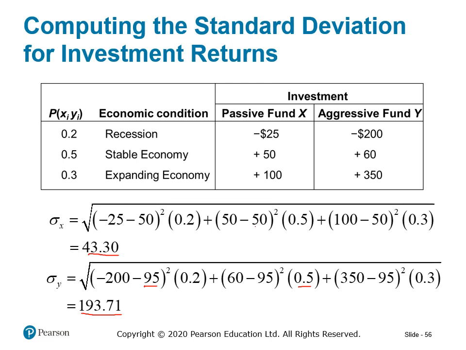By the way, if I want the variance, all I have to do is square it. If I want the variance of X, all I have to do is square 43.3. And if I want the variance for Y, all I have to do is take the square of 193.71. And that'll give me the variance. But we calculated the standard deviation.